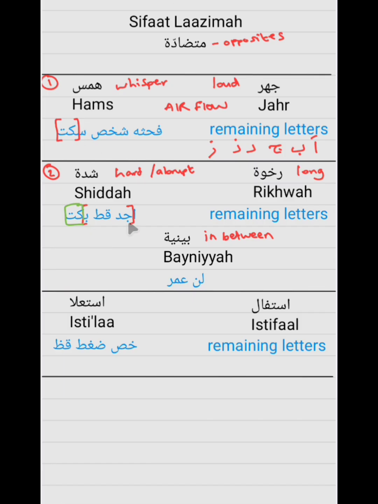Ak. Now let's talk about letters that are in between letters, right? Bayniya letters. Bayniya letters are five: Lam, Noon, Ain, Mim, and Ra. Now these letters, we should not lengthen them, nor should we be too abrupt in pronouncing them. We should spend maybe a quarter or half a second pronouncing them, right? So the example that I can give you is An'amta.